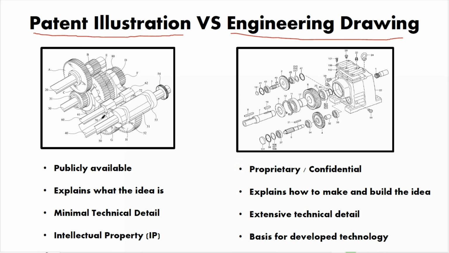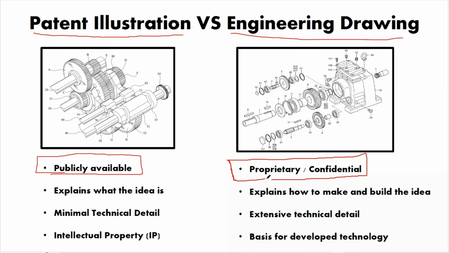So a patent illustration is a publicly available drawing, essentially, or a figure. Whenever you publish your patent, these illustrations, the entire world can see when they look up your patent. Versus an engineering drawing is proprietary and confidential. So nobody, unless they have explicit permission from you, is able to see these engineering drawings. So that is kind of a trade secret, and this is an intellectual property development that's public.